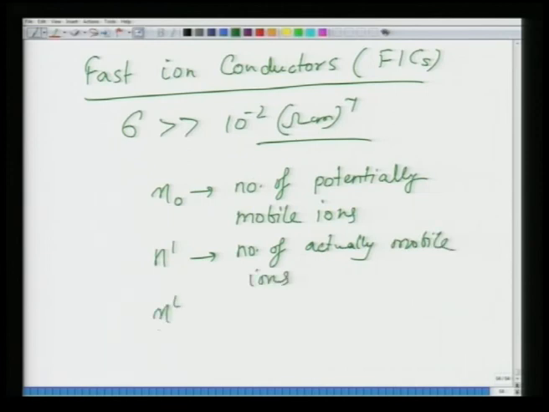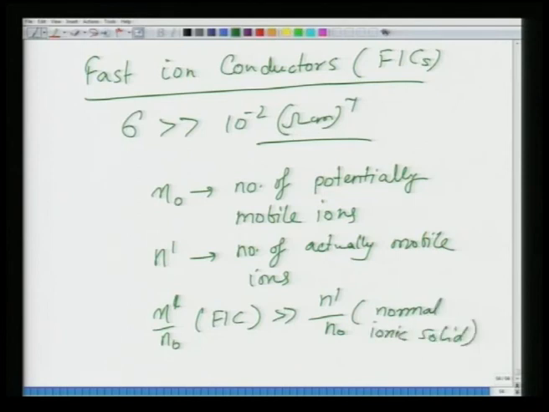So this ratio N prime by N naught in a fast ion conductor is much larger than in a normal ionic solid. So that is one reason. The second reason is that the diffusion energies are very small, and in many of these compounds the structure tends to be very open. So, the migration energy requirement for these ions to move is also very small.